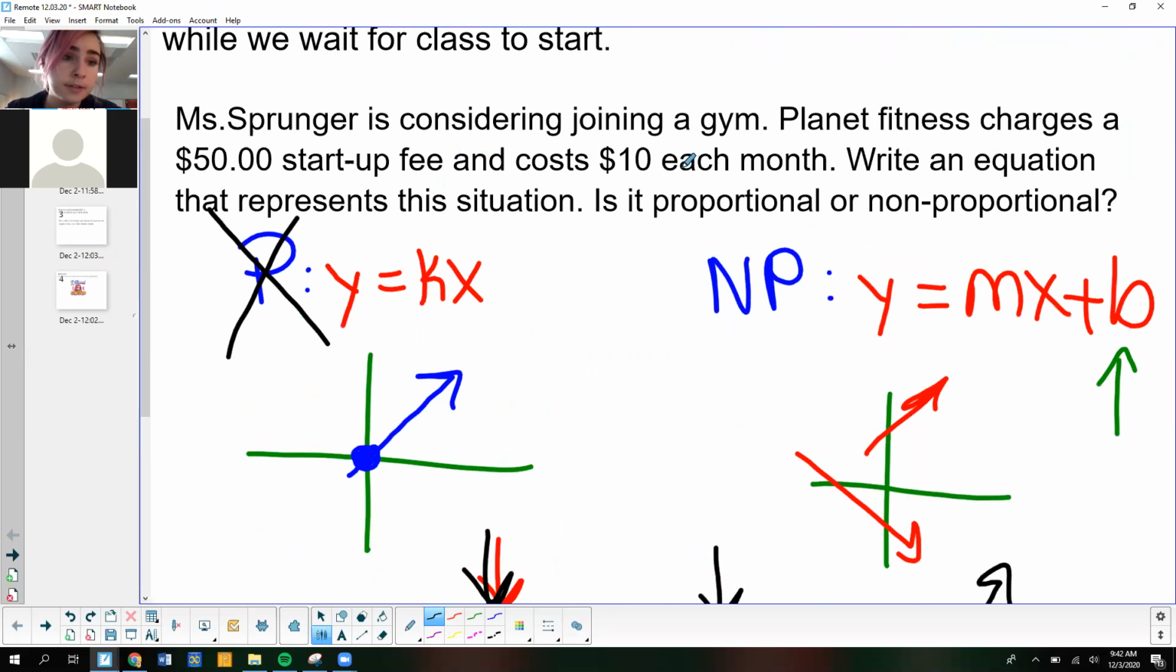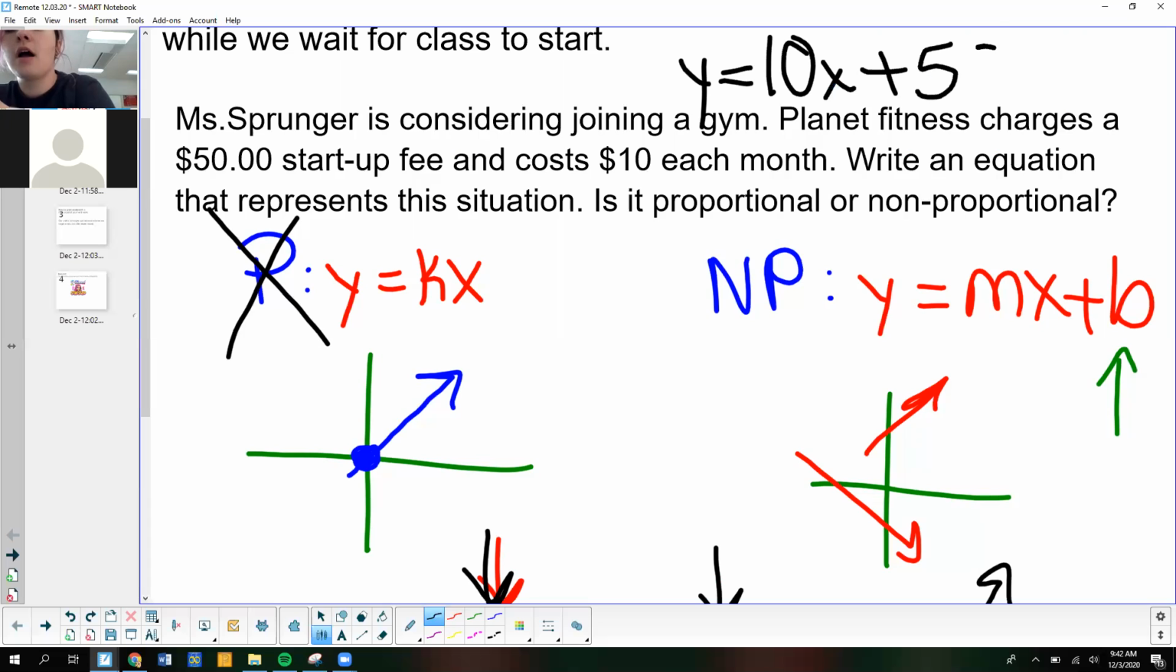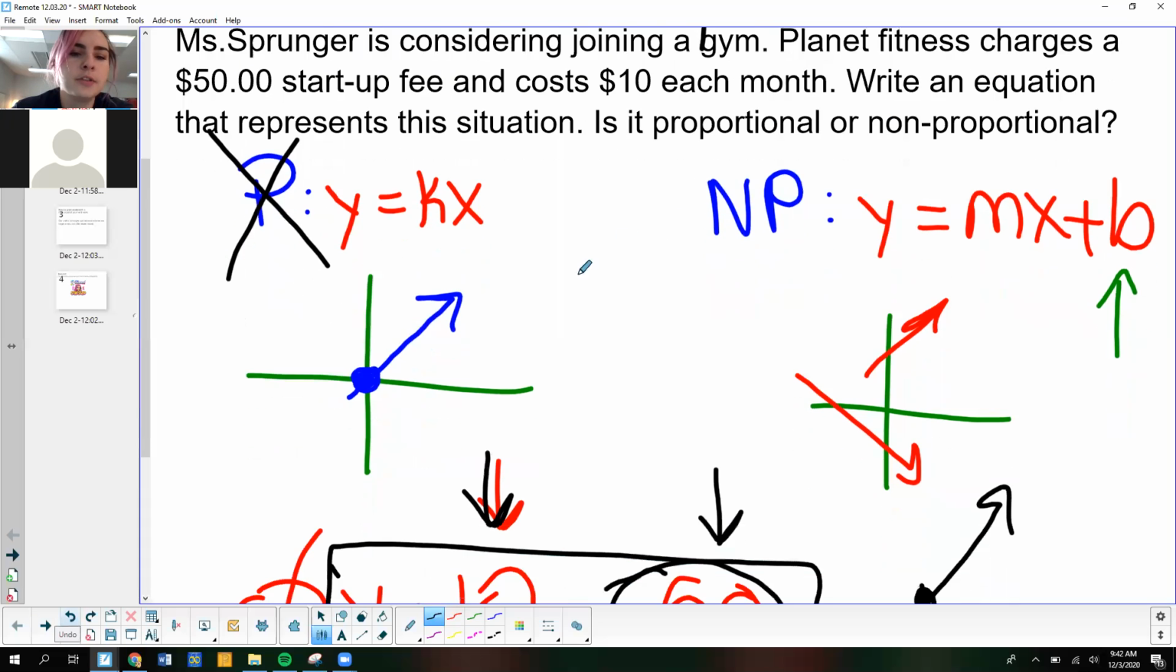If they didn't charge a startup fee, if it was just, hey, to join Planet Fitness, you don't have to pay anything, you just have to pay $10 every month, then it would be written as y equals 10x, and that would be a proportional relationship. The reason it's not proportional is because I have to pay that $50 to start up. So it's not proportional because it's not going to start at the origin. All right, that was just a little intro, a little recap of what we talked about yesterday.